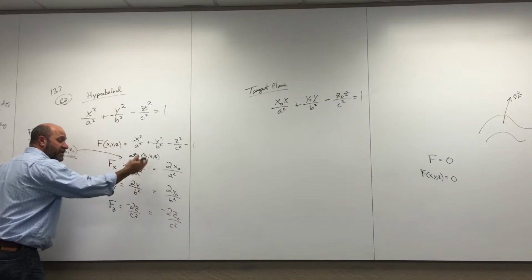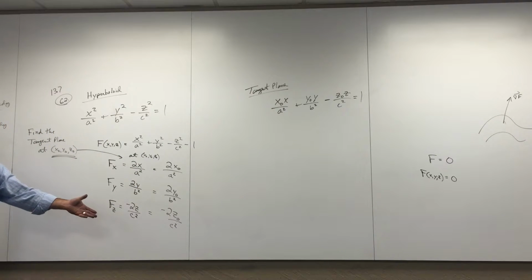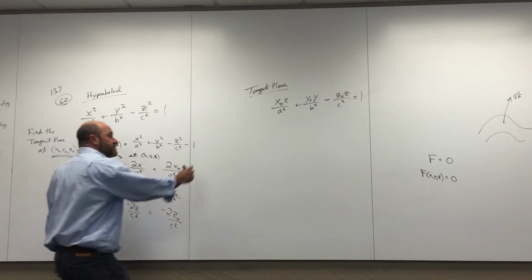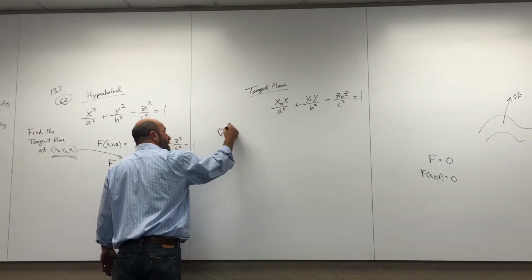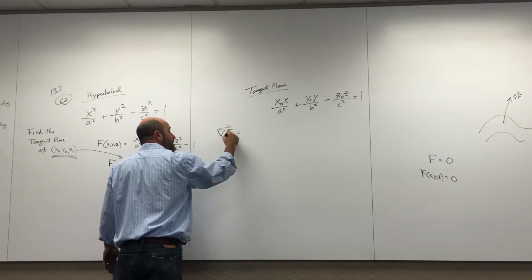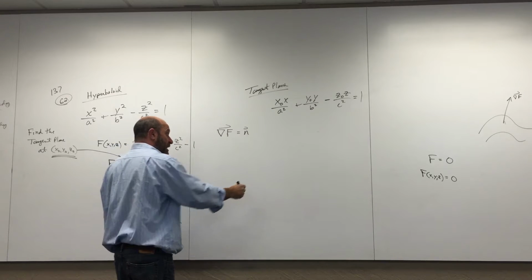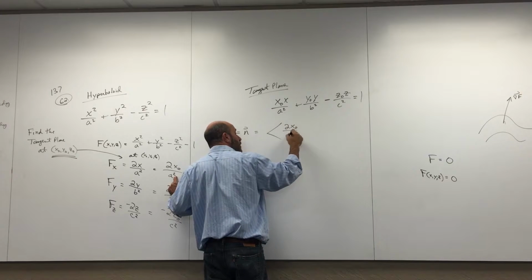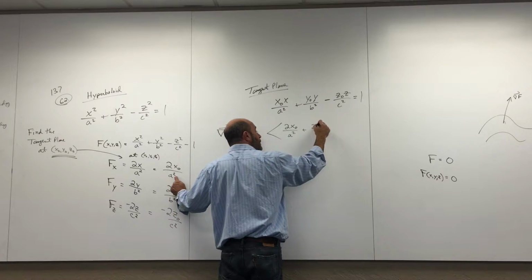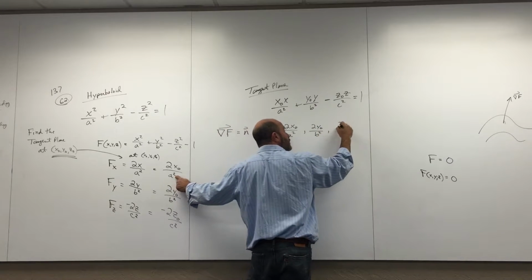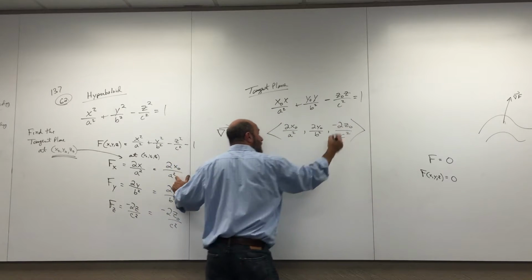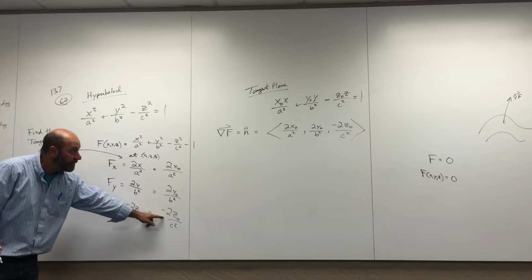See, now these are numbers. Are you guys okay with that? There's no variables in there. Now it's a number. And this is what I'm calling my 3D gradient. It is the normal vector to my tangent plane, and it is a vector, and I'm going to write it 2x naught over a squared, 2y naught over b squared, 2z naught over c squared. Negative on that last one. I keep losing that negative on that last one. Thank you.